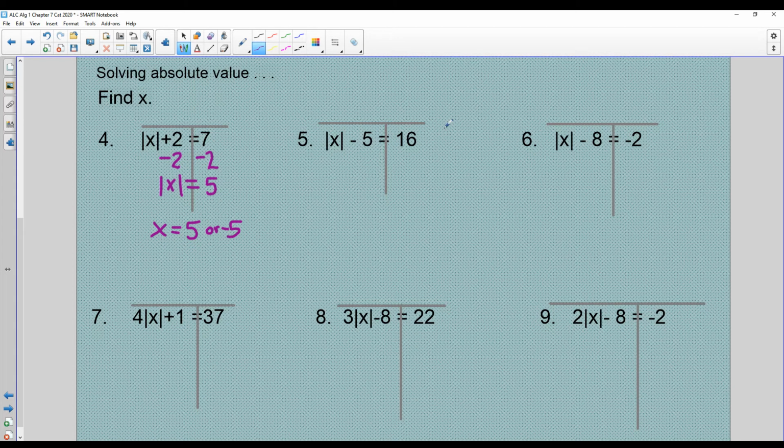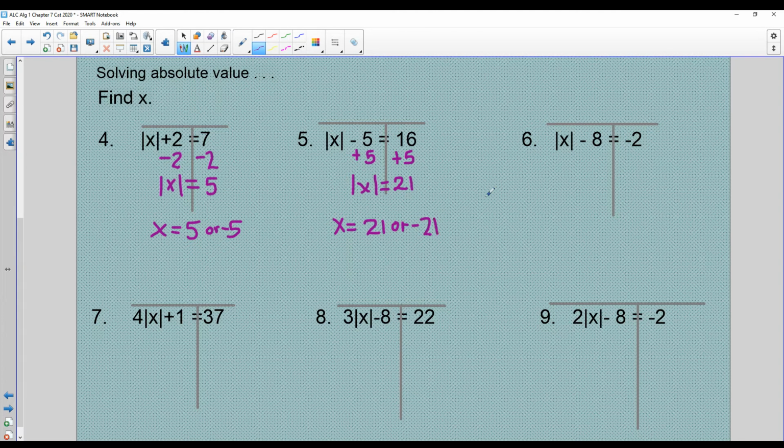All right, we'll move on to the next one. We're going to t-chart this again. How do you undo subtract 5? Yep, you add 5. And whatever you do to one side, you do to the other. All right, so that -5 is gone, and what you have instead is the absolute value of x equals, and what's 16 plus 5? That's right, 21. All right, we're not done yet, because we have to think what numbers are the same distance from 0 as 21. And the answer is 21 or -21.